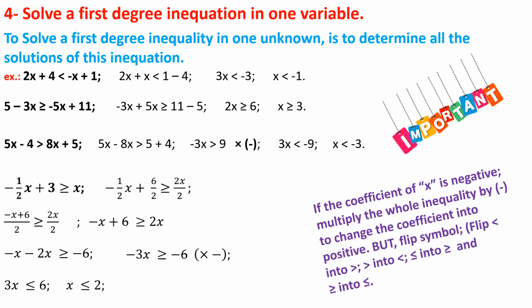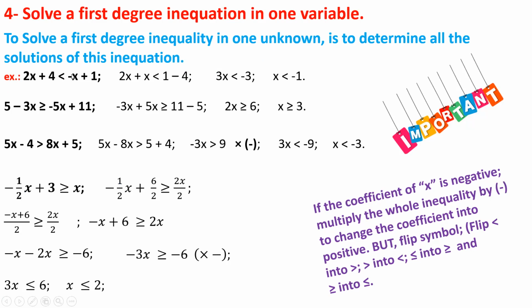Let's solve a first-degree inequation in one variable. To solve a first-degree inequality in one unknown or in one variable is to determine all the solutions of this inequation. Let's solve 2x plus 4 less than minus x plus 1. This is a first-degree inequality since the exponent of x in the inequation is 1.